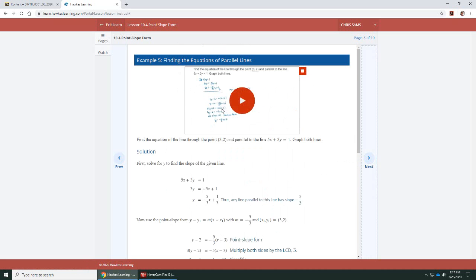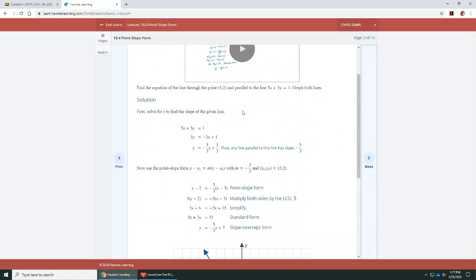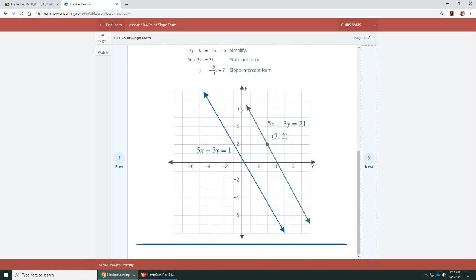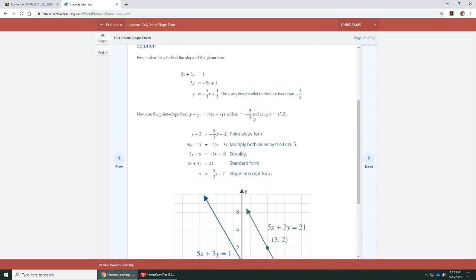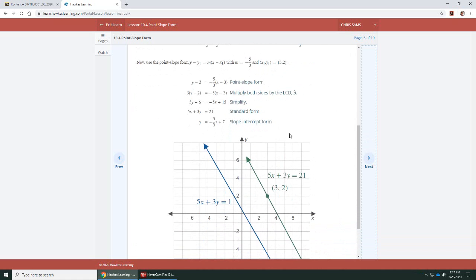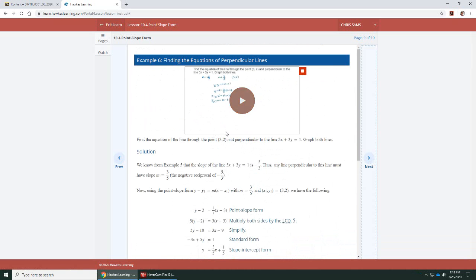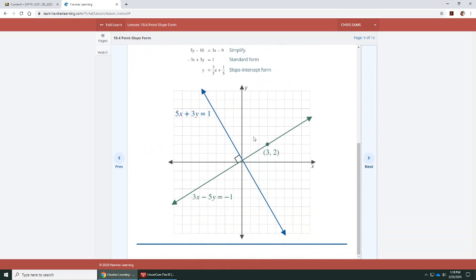Here's some practice problems that they're showing you. Writing the equation of a line that's parallel going through a point. This can be a pretty lengthy process, so be careful. It's easy to make mistakes here. And then here's some more, writing the equation of a perpendicular line going through a point. Again, a pretty lengthy process, so be very careful.